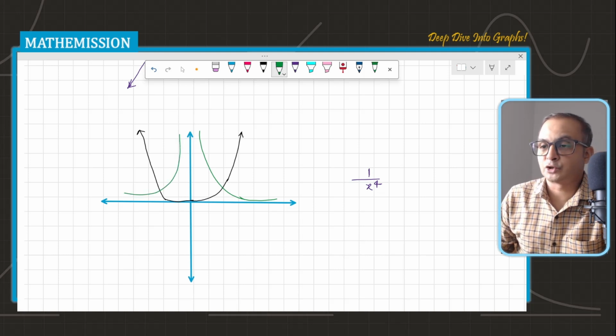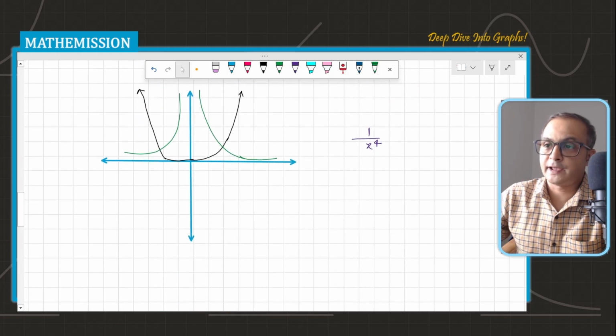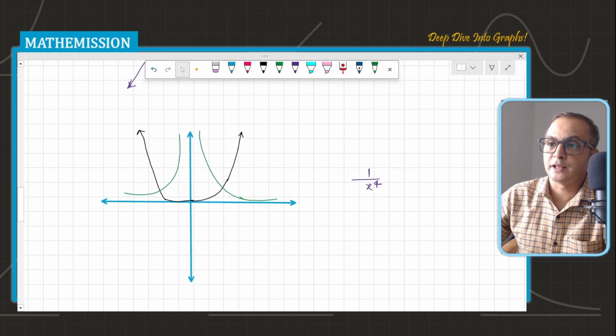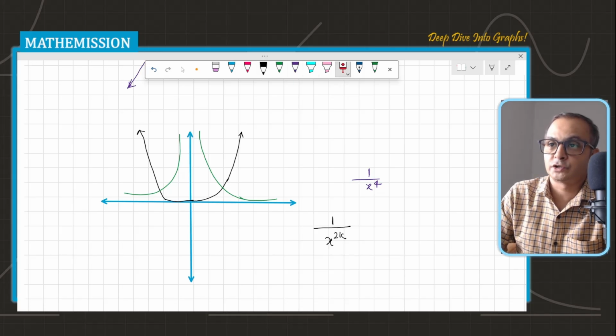And suppose you want to draw the graph of 1 by x to the power 5, it will look like the graph we drew for 1 by x cube. So whenever I have the even power in the denominator, the pure even, there is no such linear or any other constant term. So suppose I have 1 by x to the power 2k, I have the plot of such kind.